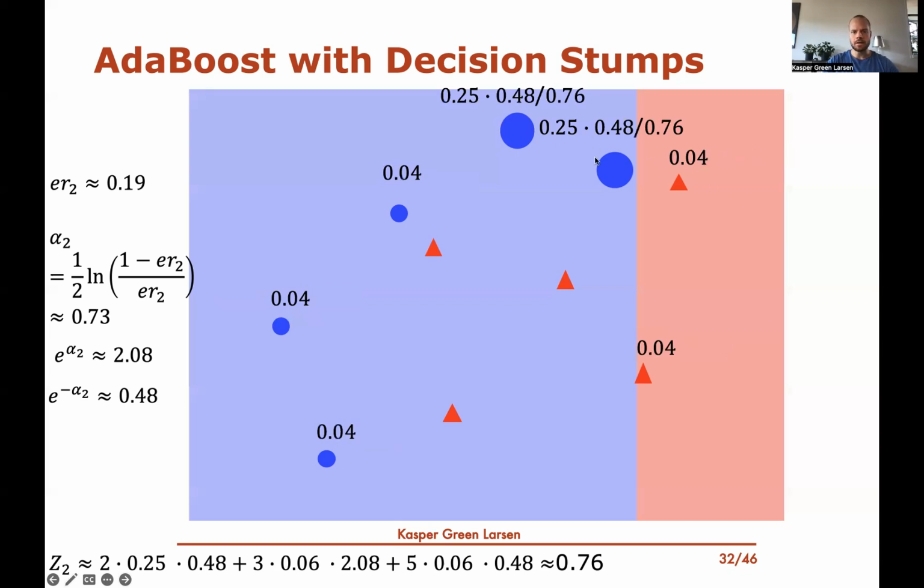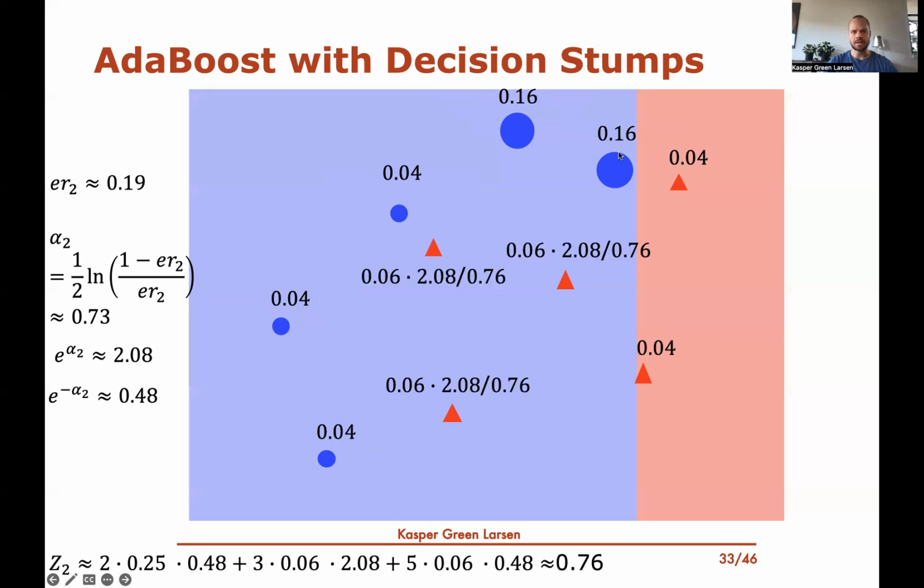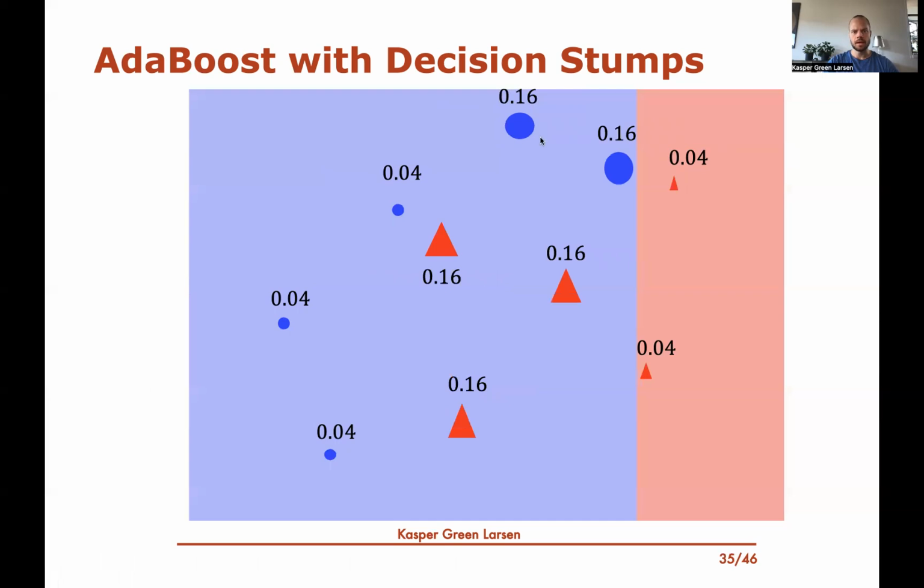Okay, we had the two ones that we had wrong before that we weighted higher, and they're now correct. So now we multiply 0.25 times 0.48 divided by 0.76, being roughly 0.16. Finally, we have those 3 points. They were 0.06 before. They're wrong this time, so we multiply with 2.08, and we divide by the normalization factor, giving us also roughly 0.16. So this gives a new weighing where we have these 5 points here that have really small weights, only 0.04, and then we have another 5 points in the middle here that have a pretty large weight of 0.16.